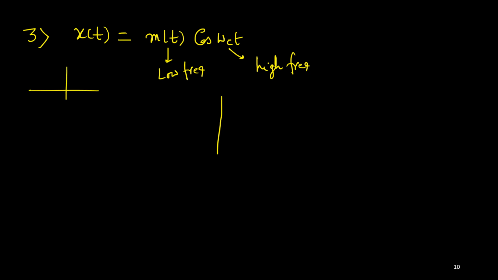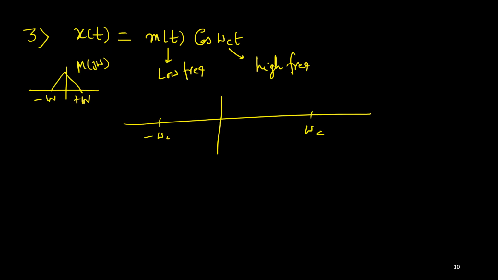suppose this is the spectrum for capital M of j omega, so it is from minus capital W to plus capital W. Then it is translated to omega_c and minus omega_c. Here you will get these two spectra. So this is your capital X of j omega, this modulated signal, its spectrum with respect to omega. Fine. Now, if I take the Hilbert transform, so what is the Hilbert transform of this signal?